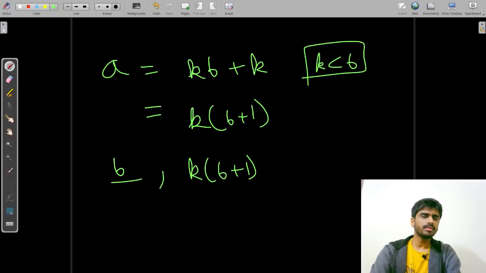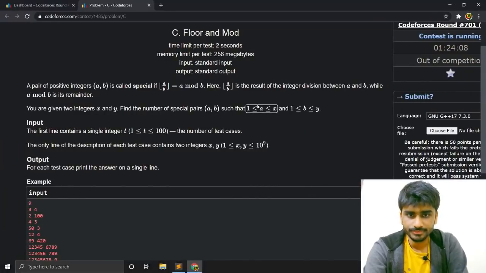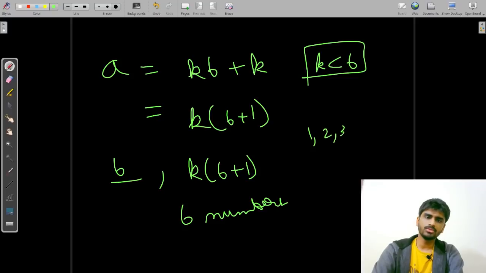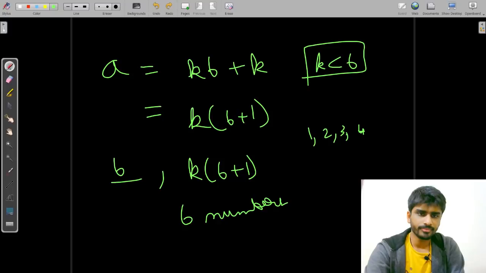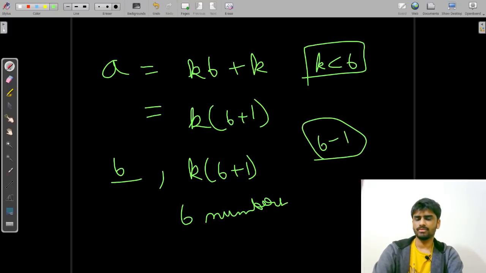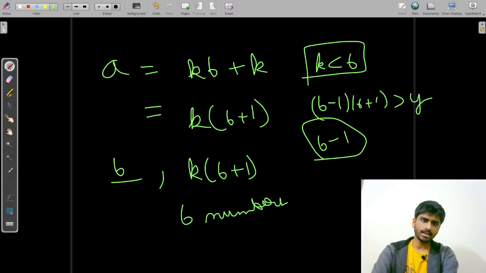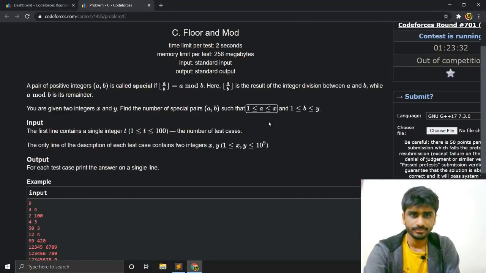So how many numbers are there? Normally there should be b numbers like this, because k can be 0, 1, 2, 3 or anything. Okay, no, k cannot be 0, because if you put k equal to 0, a will be equal to 0, and a is at least 1. So k will be at least 1, 2, 3, 4 till b minus 1. So there are b minus 1 such numbers for any b, but for some b's, b minus 1 into b plus 1 will be too big, and it will be bigger than your x which is given in the input.